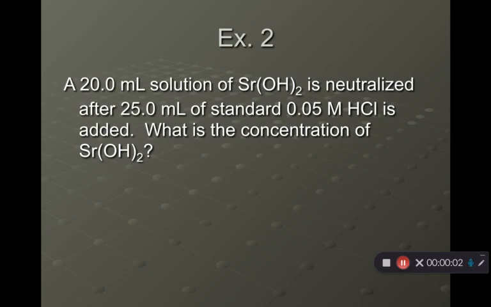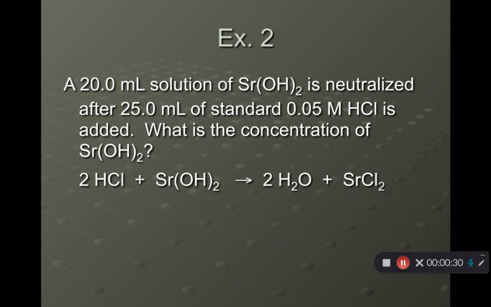The second example, we're going to use the same shortcut method. You have a 20 ml solution of strontium hydroxide, which is your base because it's a metal hydroxide, and you neutralize it in a titration with 25 mL of 0.05 molar hydrochloric acid solution. They want to know the original concentration of the base, the strontium hydroxide.